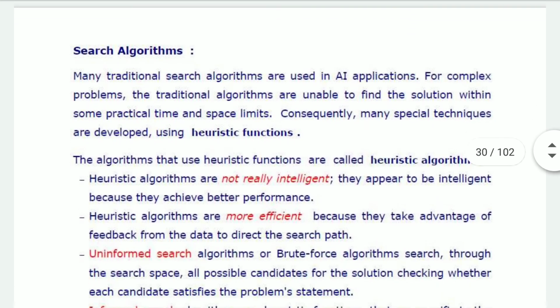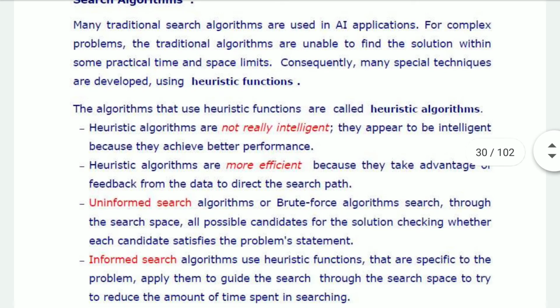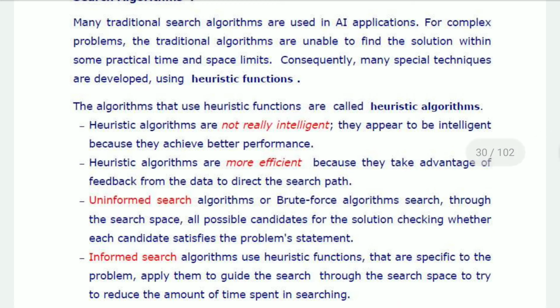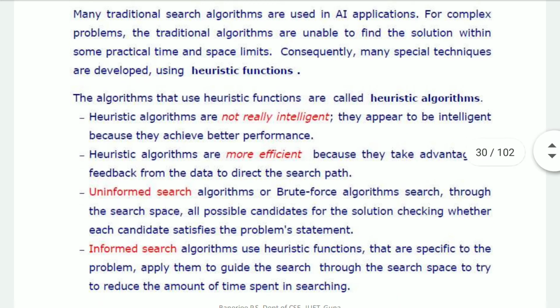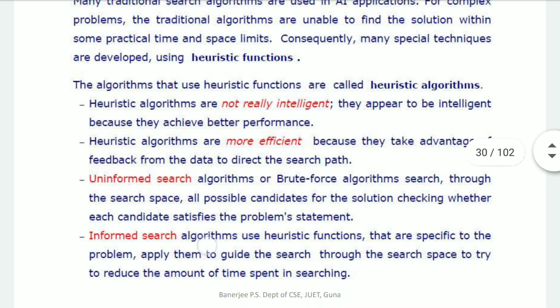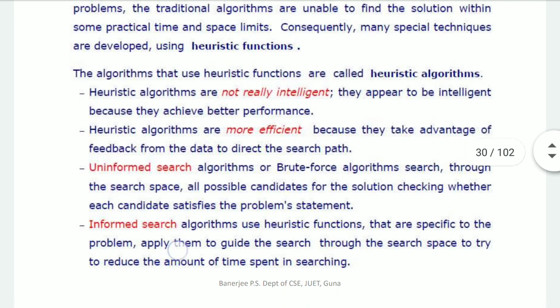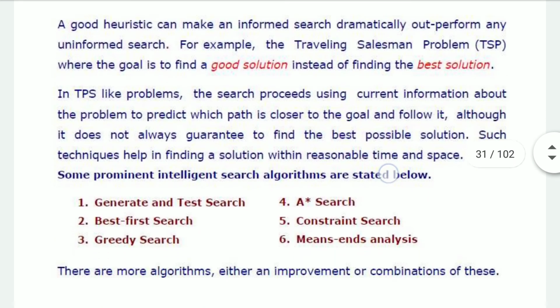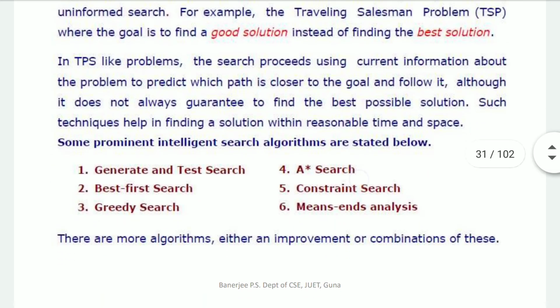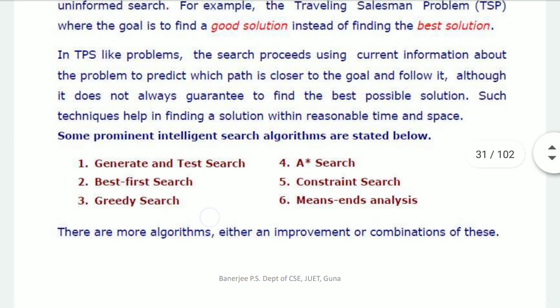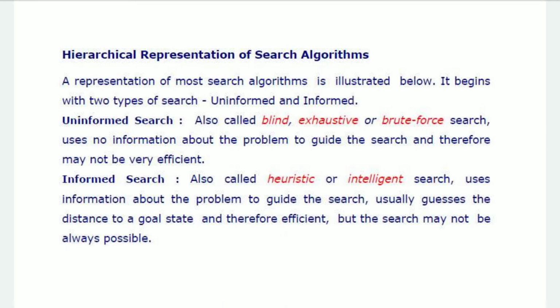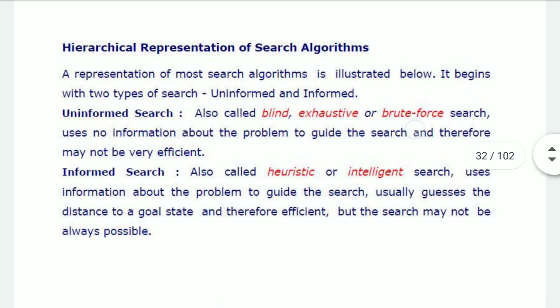All right. Search algorithms, we have gone through what the search algorithms are, the heuristics, not really intelligent. Then we have talked about uninformed searches and informed searches, right? Yes, these are the algorithms I'll be talking about separately in other lectures, right? Again, they're talking about blind, exhaustive, or brute force searches.